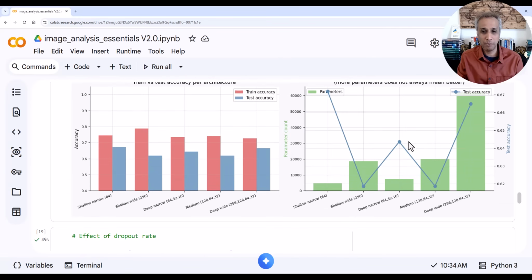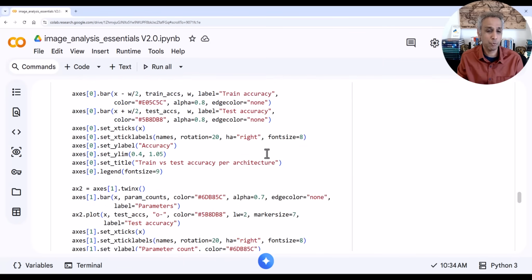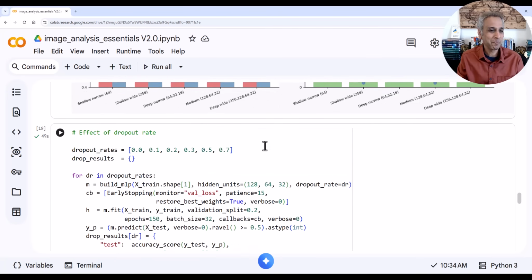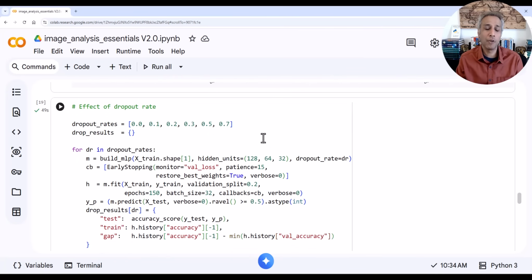Okay, so this is just the architecture, and we visualize the architecture comparison. Again, we have pretty much the same output, plotting it. Some people like plots. I like numbers more than plots, but in some cases I like plots.